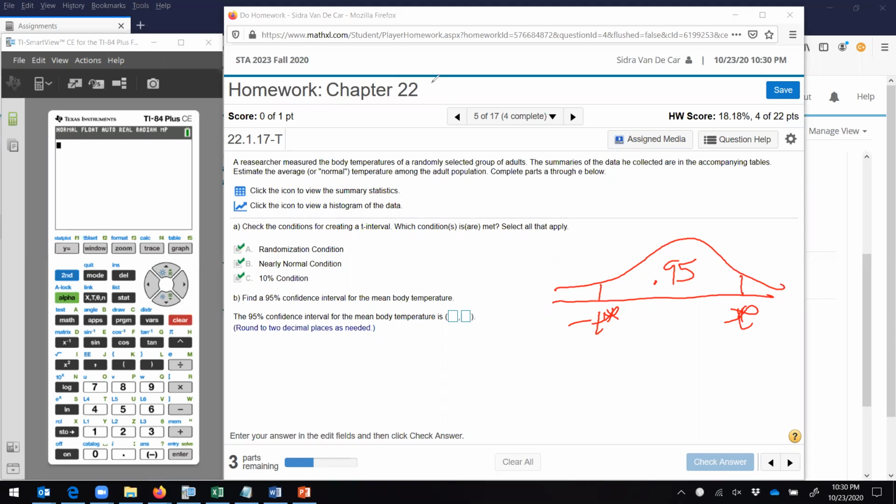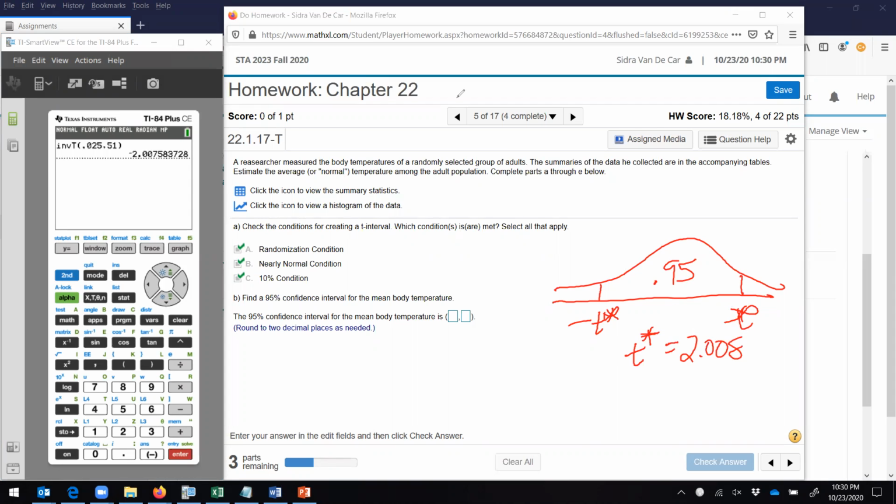So I'm going to do second distribution, inverse T, and then half of the remainder. So the remainder is 0.05. Half of that would be 0.025. My degrees of freedom were 51. So that is negative 2.008. My T critical is 2.008.